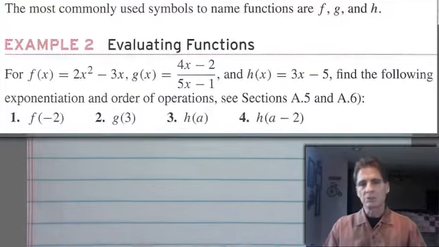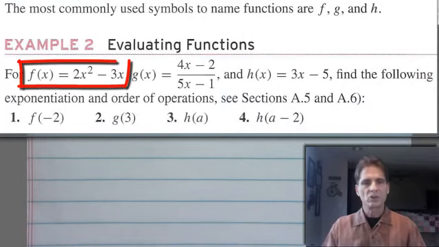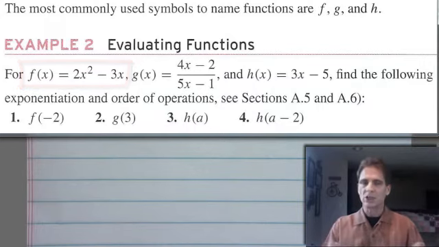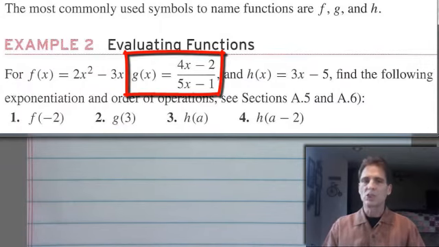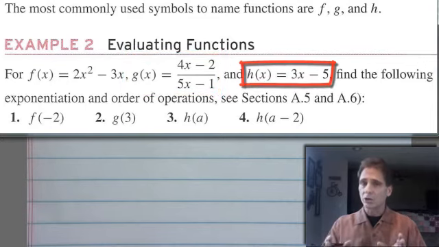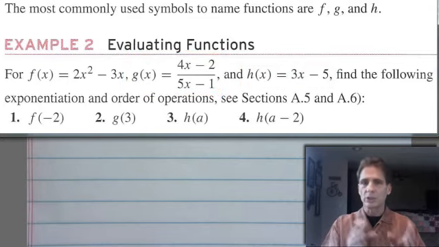For example, in example 2 here, it says for f of x equals 2x squared minus 3x. And so I can refer to that equation as simply f of x. The next equation I could refer to as g of x. And finally, the third, h of x. So that also helps me to distinguish which equation I'm talking about without having to repeat the whole equation.